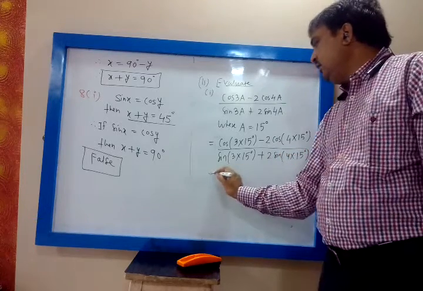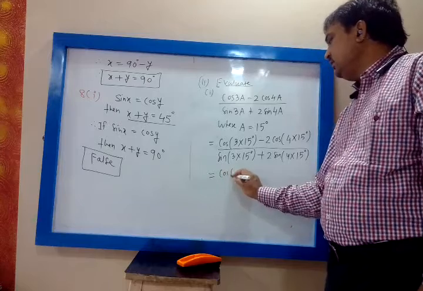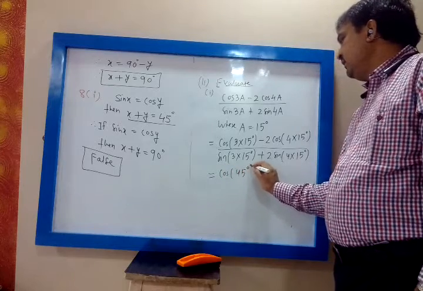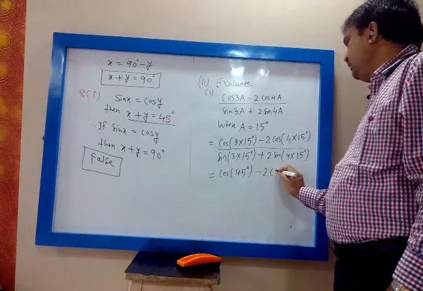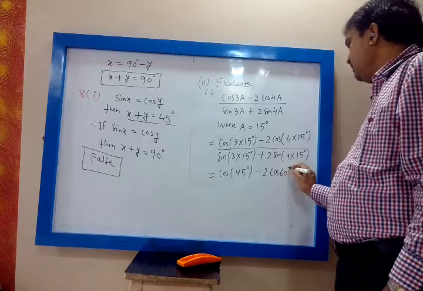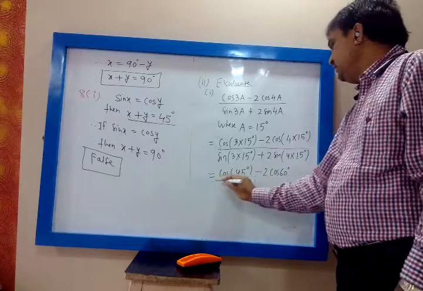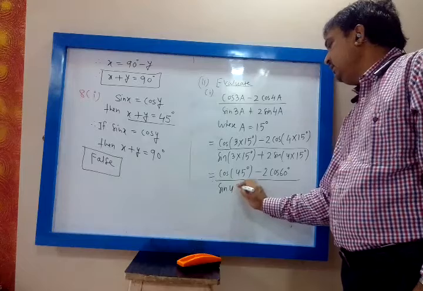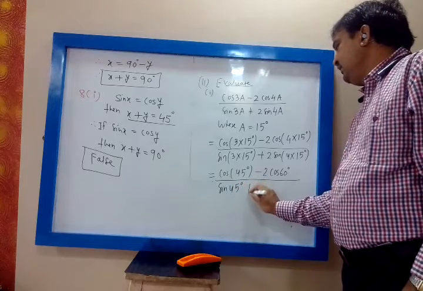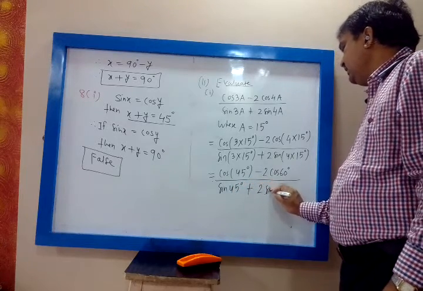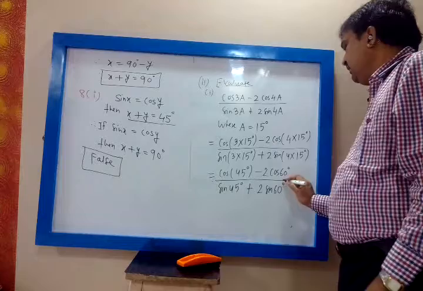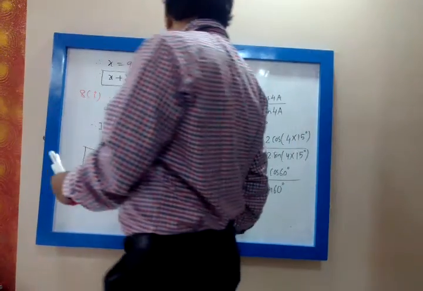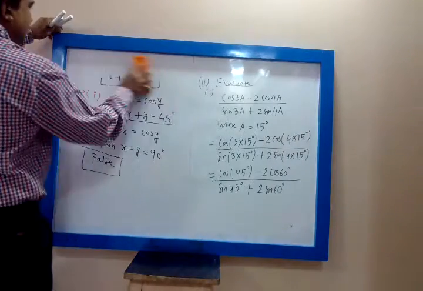So this becomes cos 45 degrees minus 2 cos 60 degrees upon sin 45 degrees plus 2 sin 60 degrees. Now put the value of cos 45, cos 60, sin 45, sin 60.